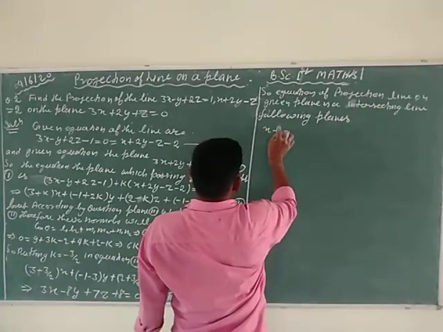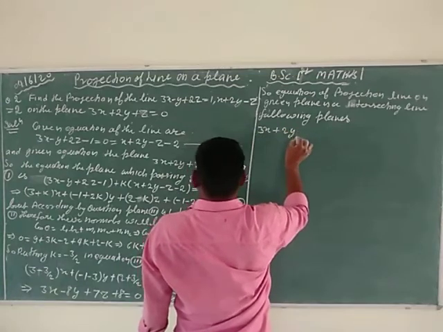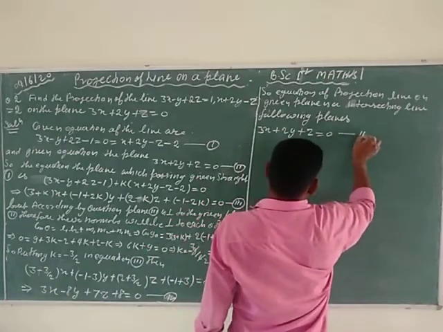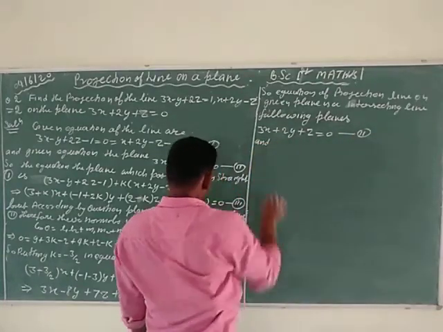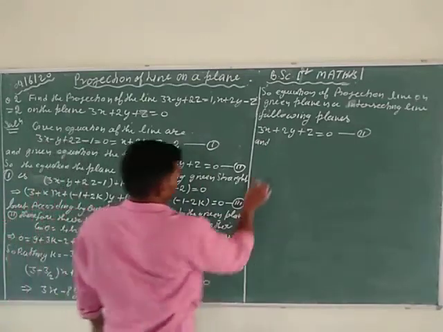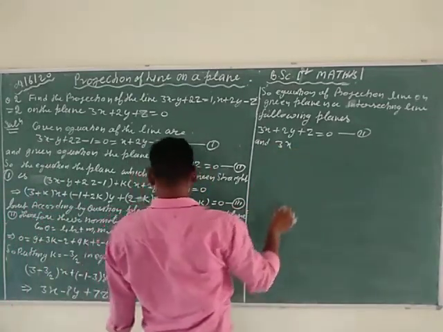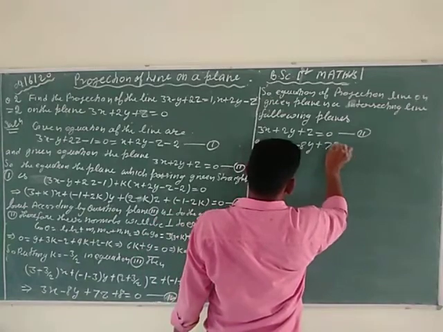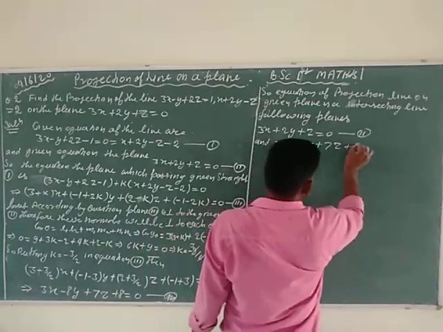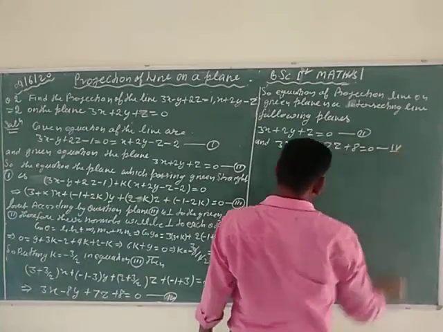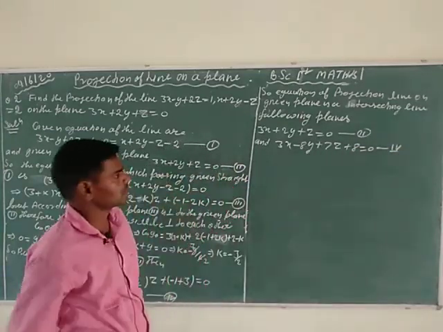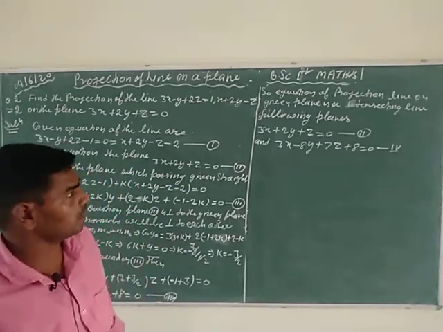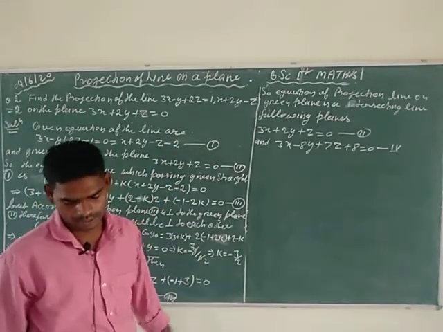3x plus 2y plus z equal to 0 is plane second, and plane fourth is 3x minus 8y plus 7z plus 8 equal to 0, represented by the fourth equation. So equations second and fourth are the equation of the intersecting line, which is called the projection of the given line on the given plane. So the solution is complete.